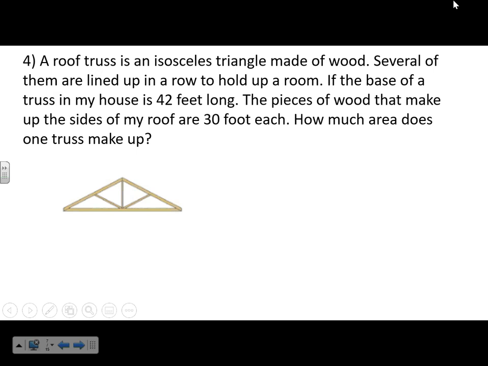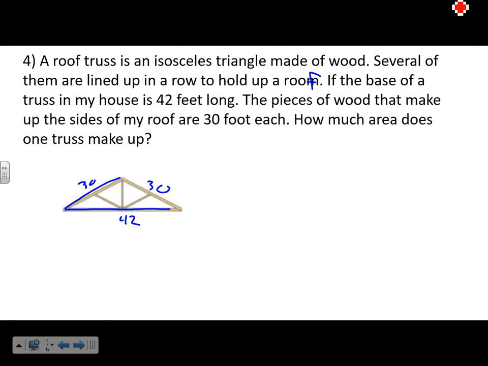So you could also look at this in a story problem type form. A roof truss is an isosceles triangle made of wood. Several of them are lined up in a row to hold up the roof. Okay. If the base of the truss in my house is 42 feet long, so the base is 42 feet, the pieces of wood that make up the sides of my roof are 30 feet. That's 30 and 30. How much area does one truss make up?